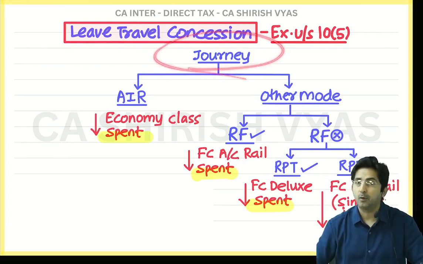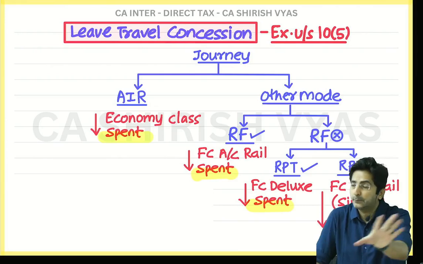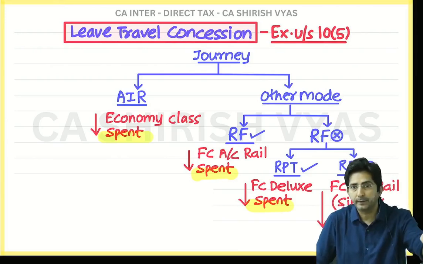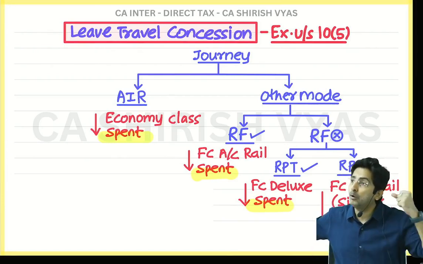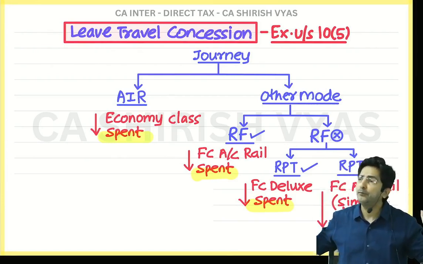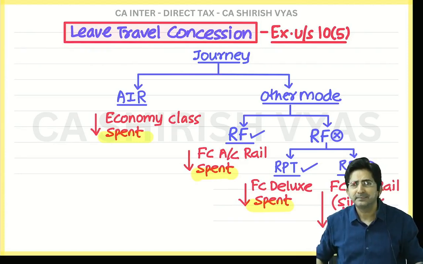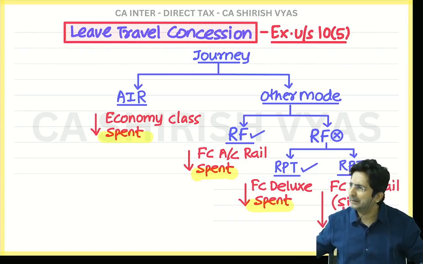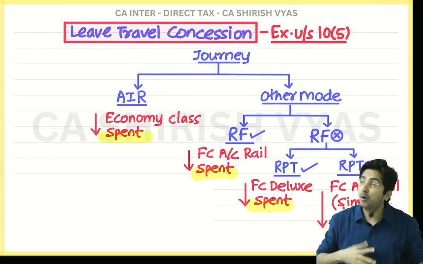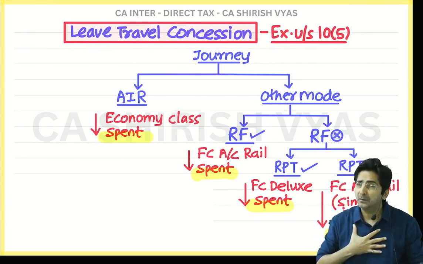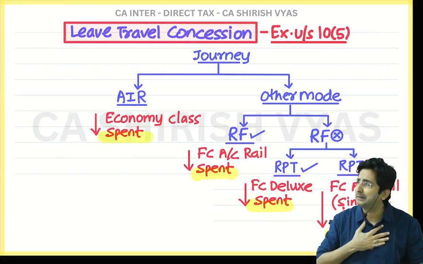In leave travel, what is happening? Employee is going with his family for holidays. Sometimes the employee's whole family is going. 15 members are going. He has a big family: uncle, auntie, cousin, etc. Everyone is going. And the boss is so generous. Boss is saying, okay, your family is like my family. How many are going? 15 members.